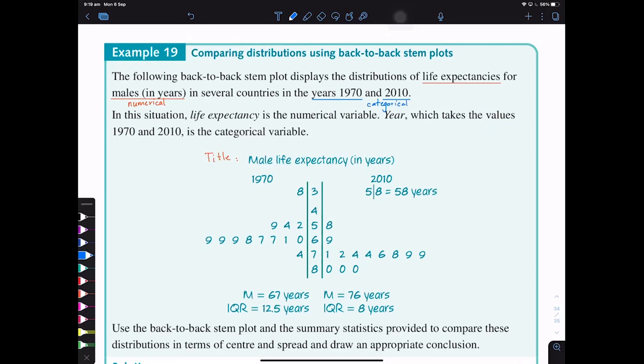In this situation, life expectancy is the numerical value. Year, which takes the values 1970 and 2010, is the categorical value. Oh, whoops. If only we read a bit more, hey?